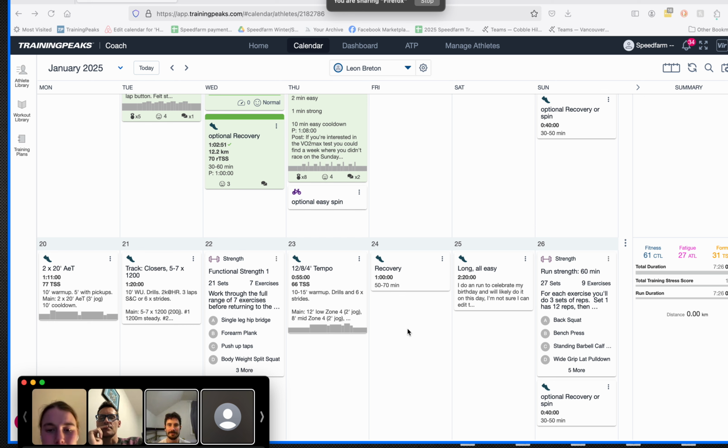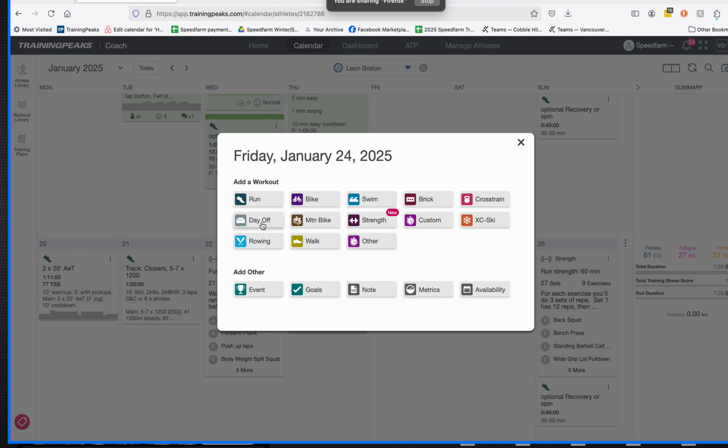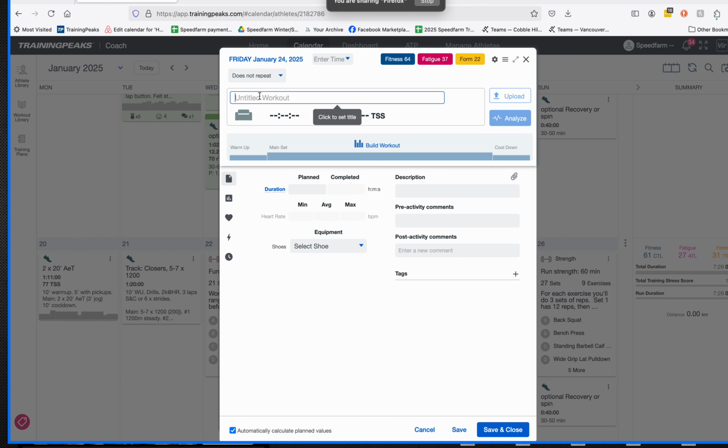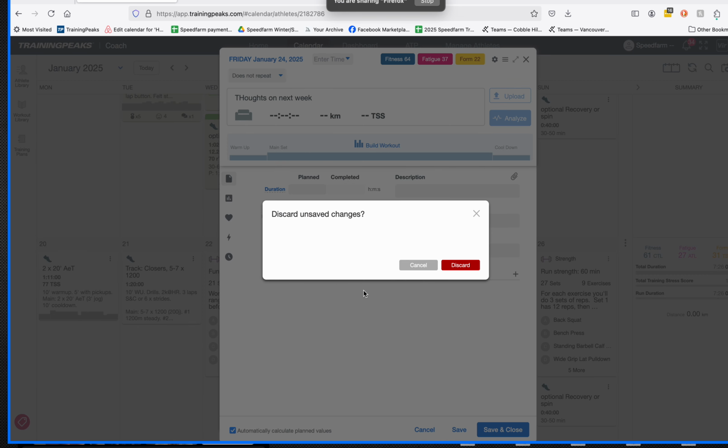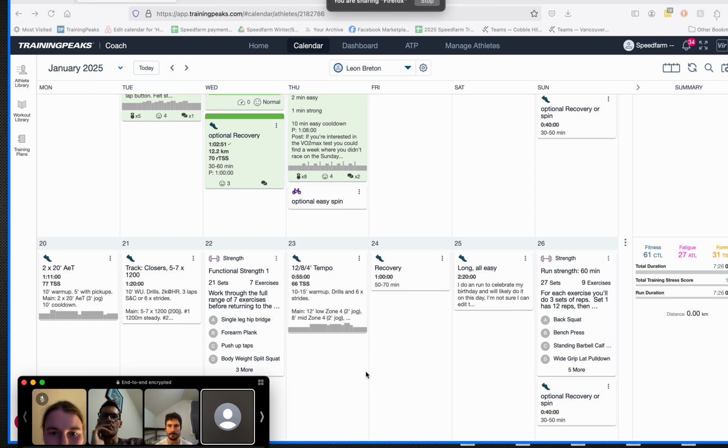Yeah, they totally should. You may have noticed that I just saw one in Leon's here. I default to using this day off as a way to communicate, because it's got a post activity comments box. I could leave you my thoughts on next week there, you're going to get an alert for that, and when you respond I'll get one as well. So that's better than those notes boxes. Notes to yourself are fine, but it's not a good way to communicate.